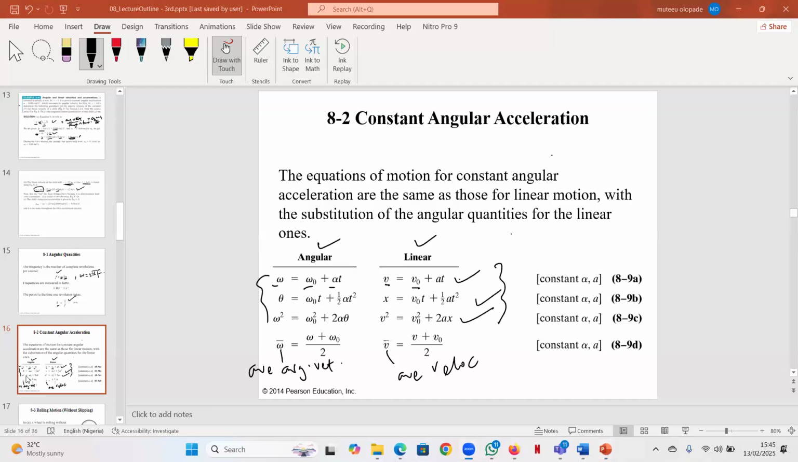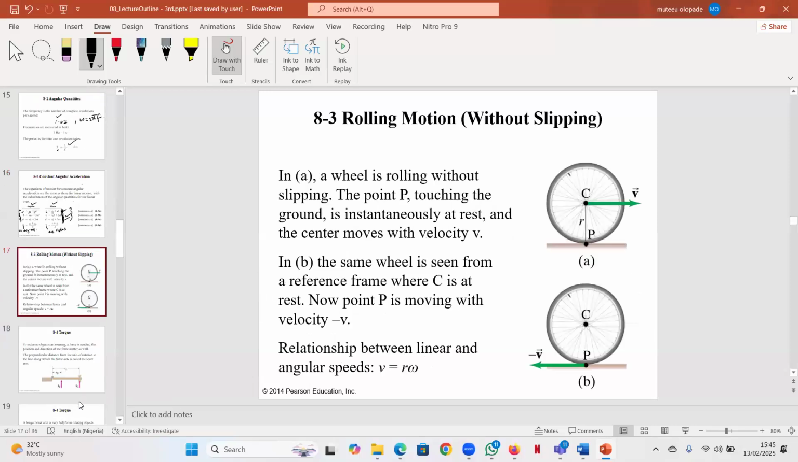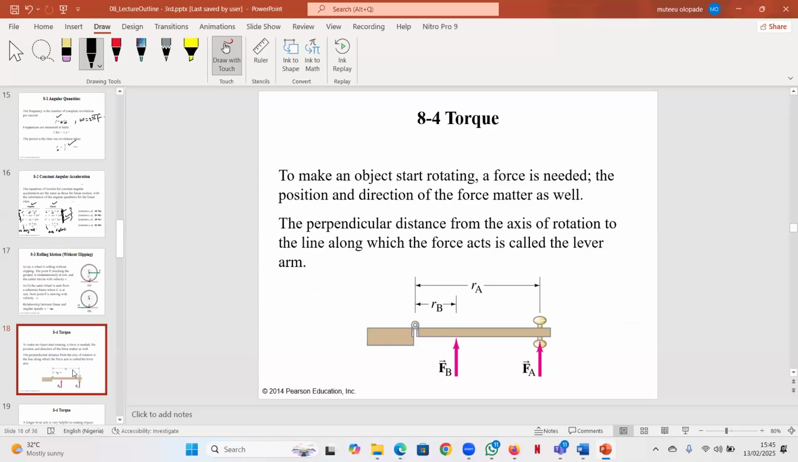So now, having understood this, it makes it very easy. Just like we solve problems using the equations of motion under Newton's motion, we'll also use this for angular motion as well. Now, I hope you don't have questions under angular motion and rotation.